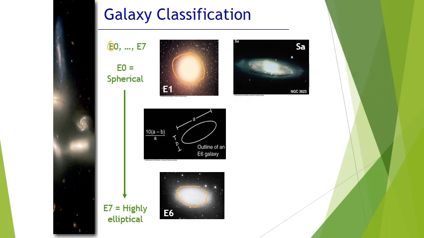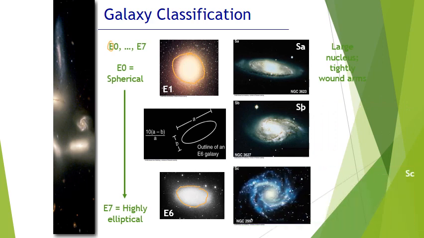Then of course you have spiral galaxies, and you can see why they're called spiral galaxies, because they all look like spirals with these spiral arms. And they go anywhere from what's classified as an S with an A beside it, being a rather large nucleus and very tightly wound arms, to the C classification, which means it's a very small nucleus with more loosely wound arms.